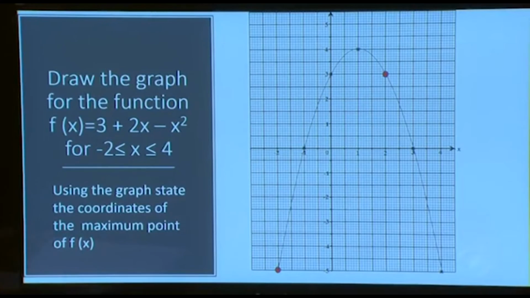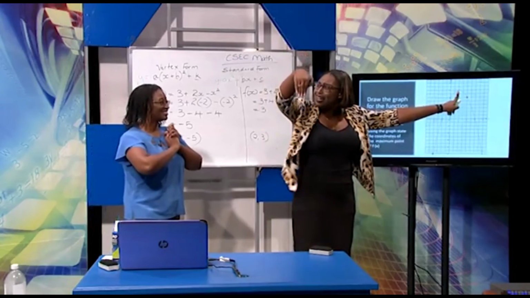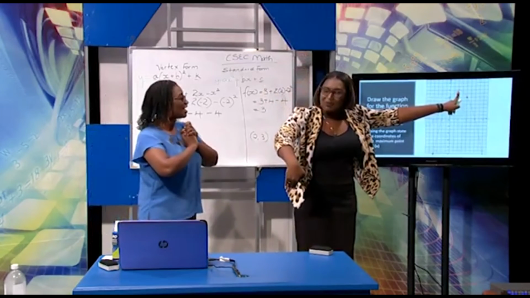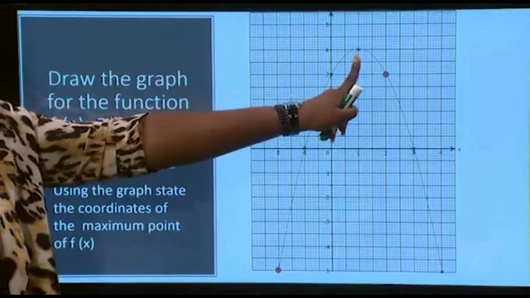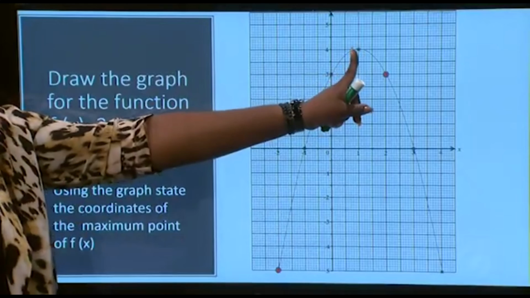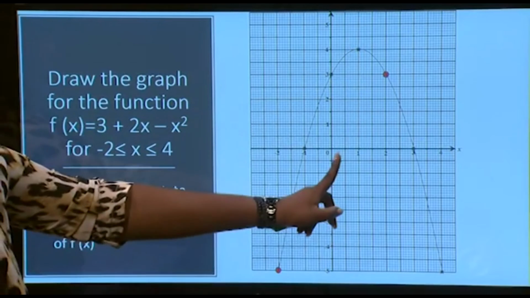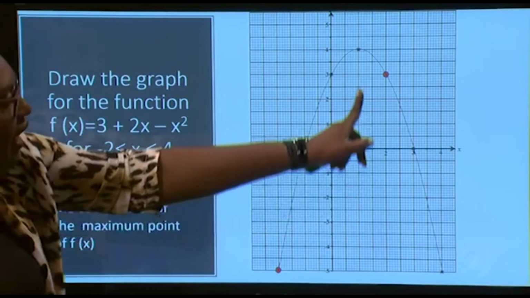Now, using the graph, only the graph, we're just going to be looking at the graph. Can you identify the maximum point of f of x? Of course. Right up there at the vertex, right where the graph starts to turn downwards and we start to get sad. We can actually call that a turning point. So right at our turning point, we can identify our vertex. And in this case, the coordinate for our vertex is going to be 1, 4.